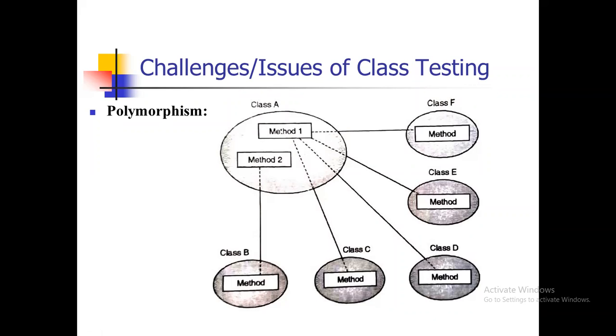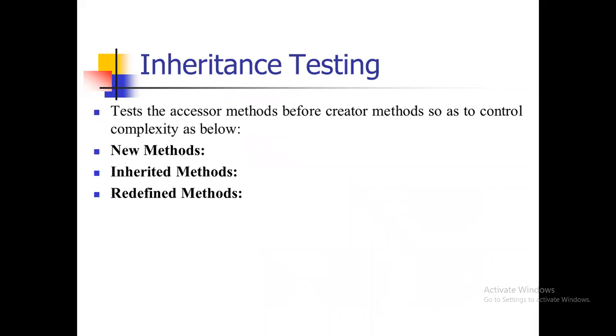Okay, then the next type of testing is inheritance testing. Here we have to test the accessor methods before the creator methods. The methods we are going to access, we have to test first, and before the creator methods, so as to control the complexity whenever we are adding new methods, inherited methods and redefined methods. So new methods means these methods are defined in the child class.